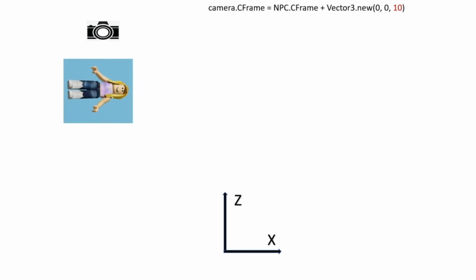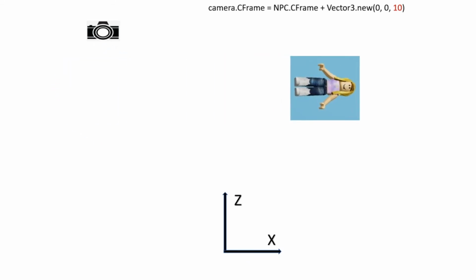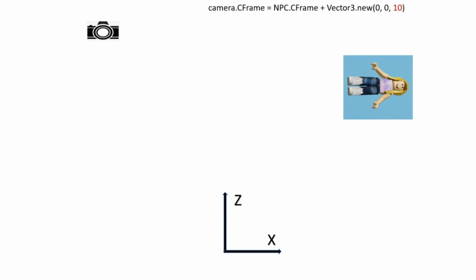Now she's going to walk along the x-axis, and we're still adding 10 to the z, but 0 to the other two. This offset is constant, but her coordinates are always changing, and it's relative always to this world origin, so the camera gets left behind.